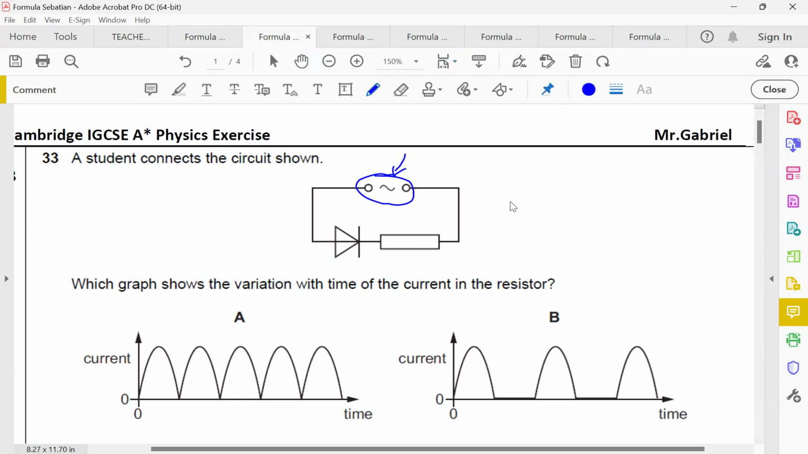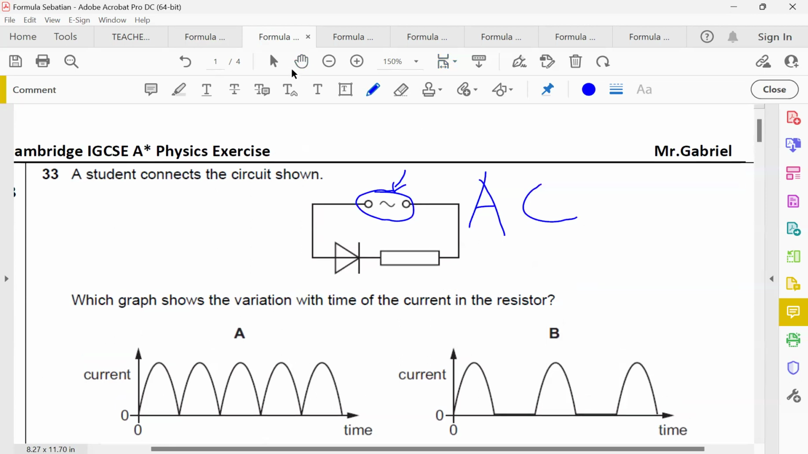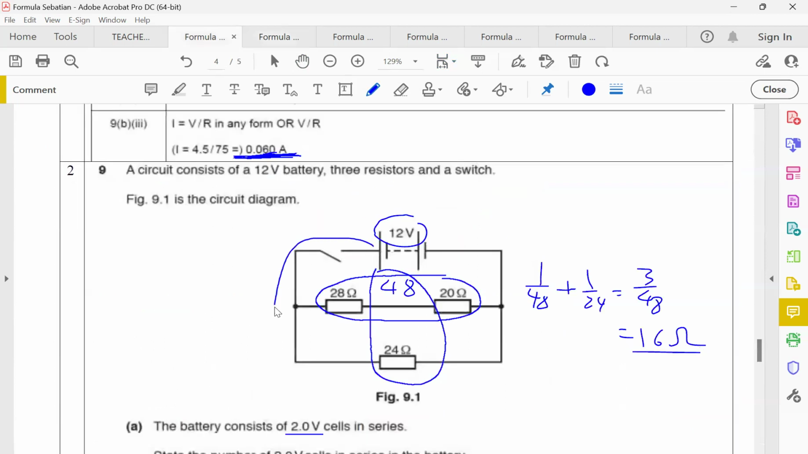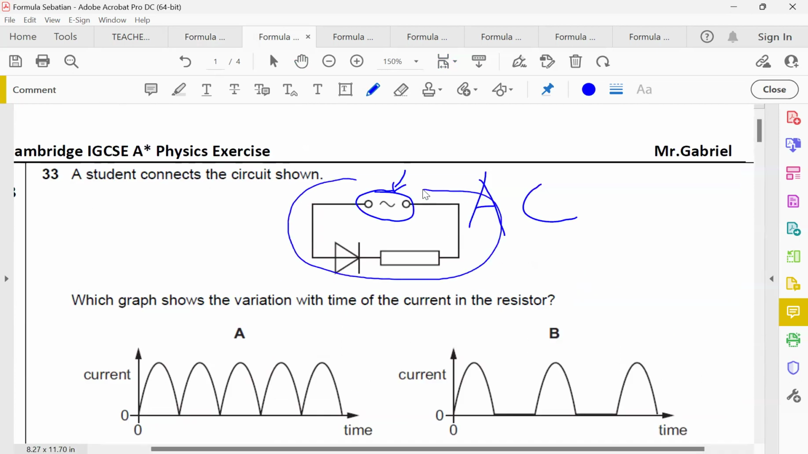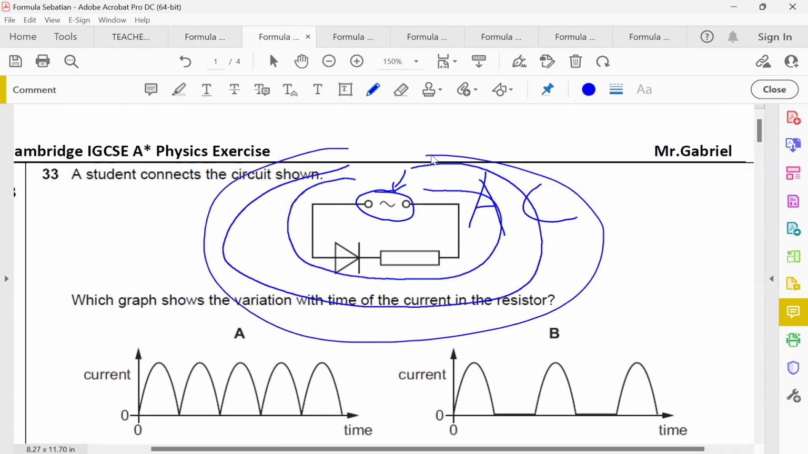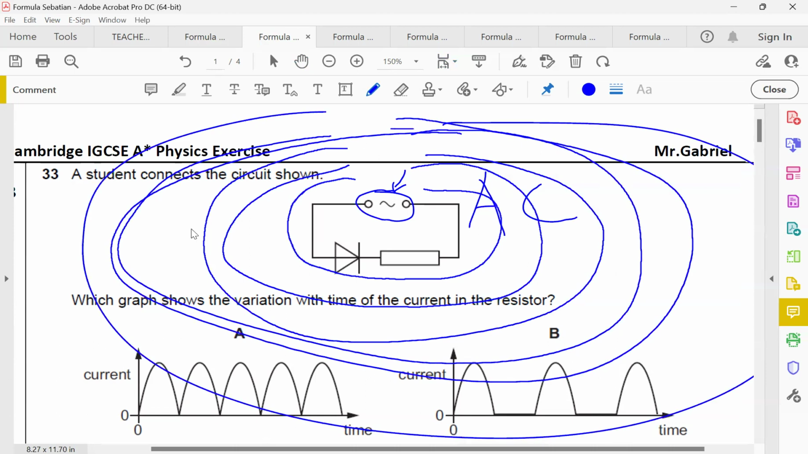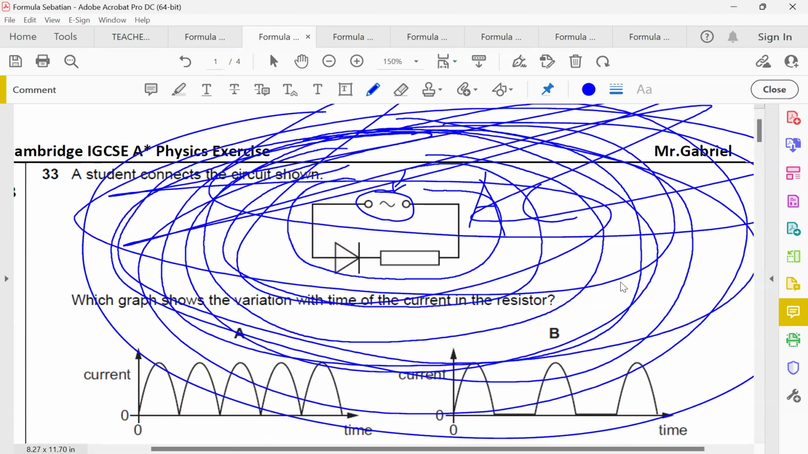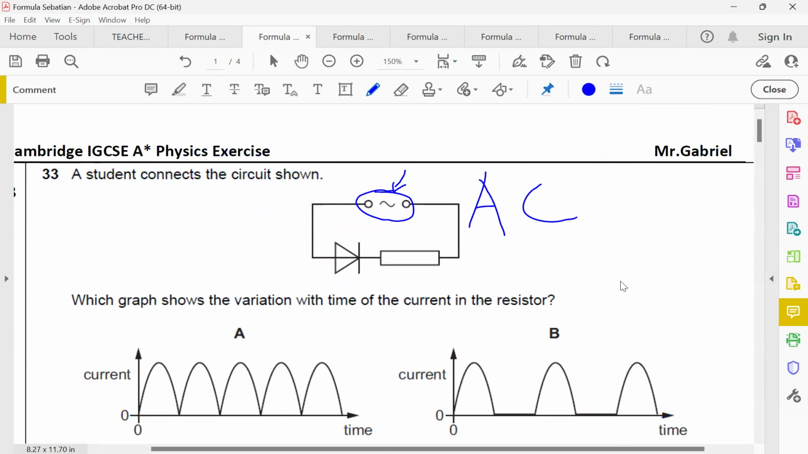Alternating. AC power supply. AC power supply means to say it's alternating current. How is it different from direct current, guys? Direct current, which is like your battery, right? Your battery will only flow in one direction, right? But for alternating current, it will flow in one direction first, then after that, a second direction, then again and again and again. So first things first, you need to identify that this is an AC power supply, standing for alternating current.